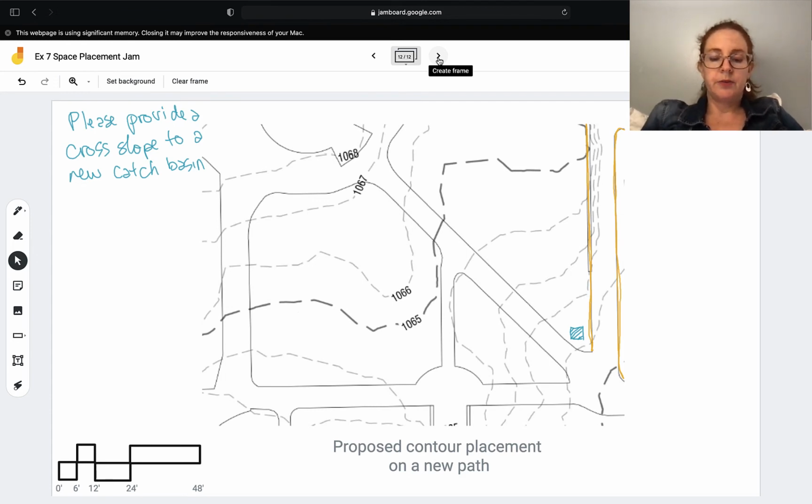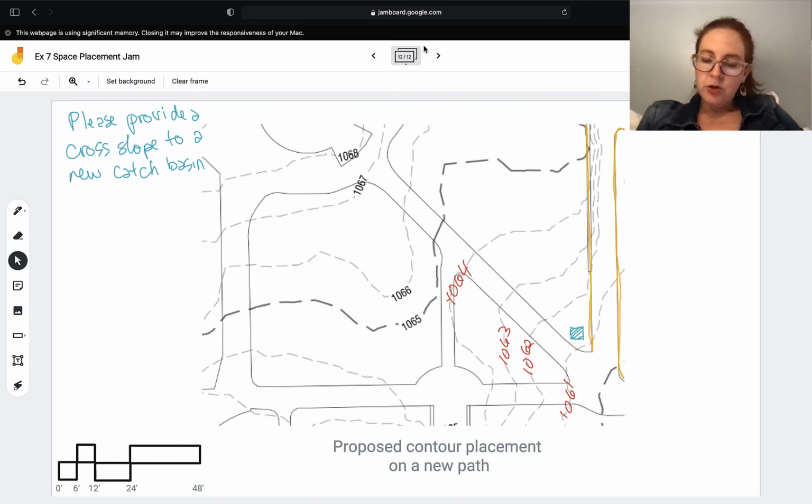So now, how are we going to do this? The first thing that we're going to think about is what our elevations are, because I learned the hard way, it's always a good idea to label things that aren't really clear before you start, because you'll probably pay for it later. So we already know 1066 and 1065 are marked, but I'm going to go ahead and mark 1064, 1063, 1062, and we know this is 1061.